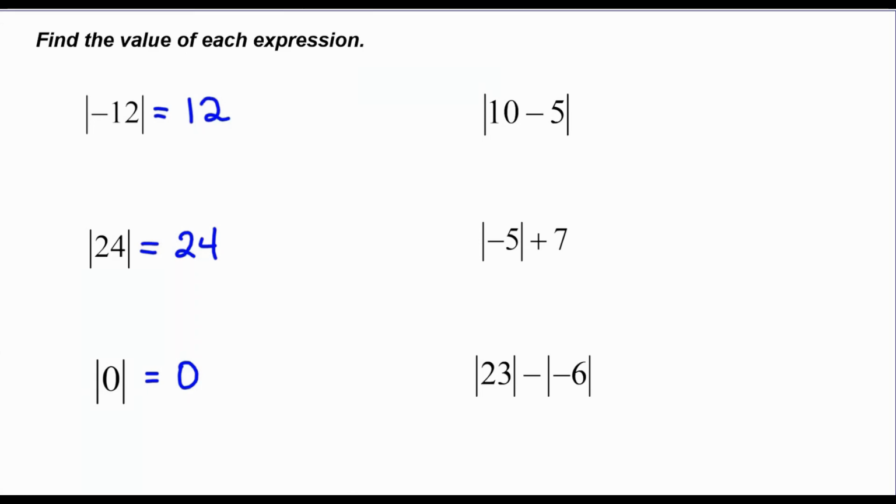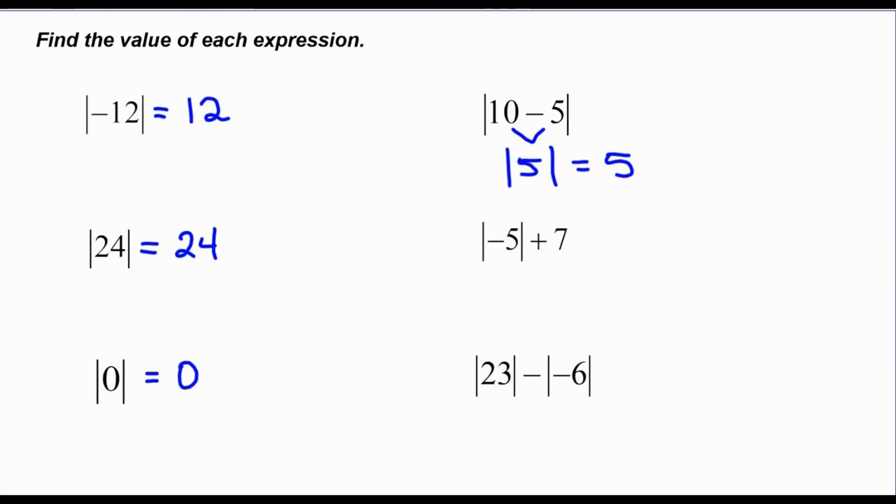So here we have a subtraction problem inside the absolute value bars. So how do we do this? Well, we treat it kind of like parentheses. So we have to do what's inside the absolute value bars first. And 10 minus 5 is 5. And we still have those absolute value bars around that. So the absolute value of 5 is 5.